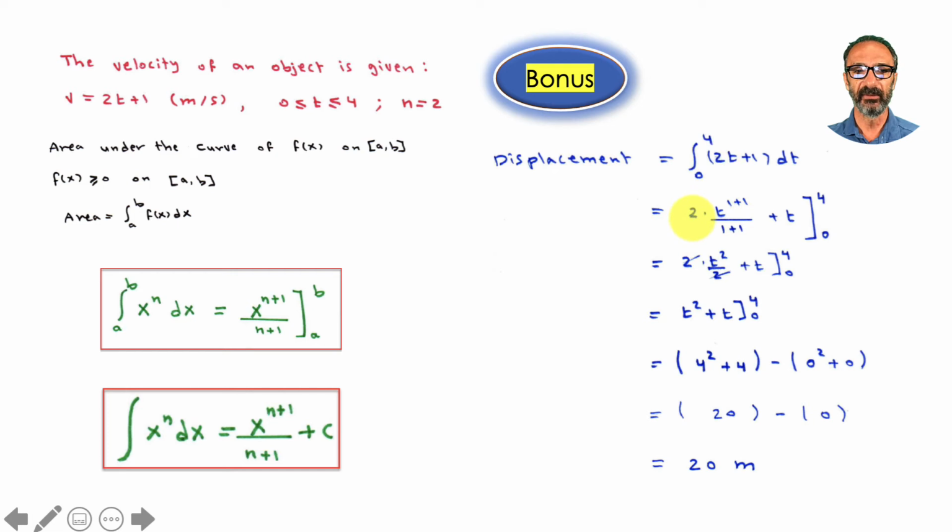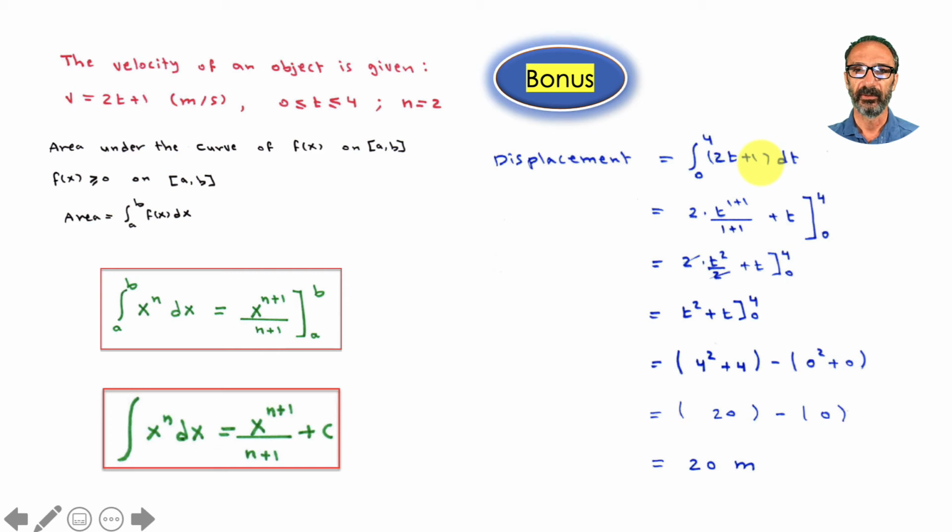2, you keep it. T to the power 1 becomes t to the power 1 plus 1 over 1 plus 1. Simplify this. This 2 cancels with this 2. And the clean look is t to the second plus t. Let's double check backward. Find the derivative of this. T to the second gives you 2t, and t gives you 1. So the derivative of t to the second plus t is 2t plus 1. It's right there.